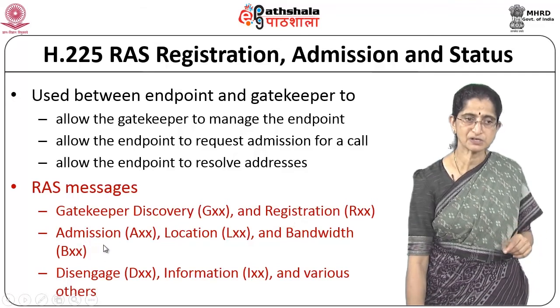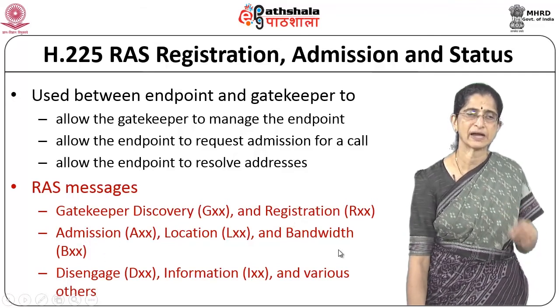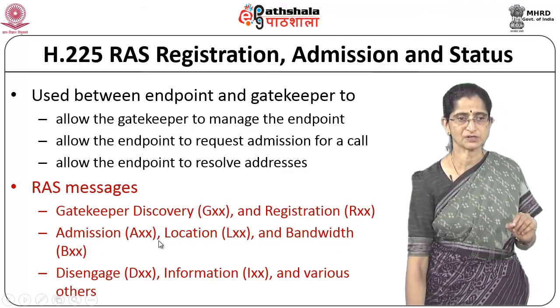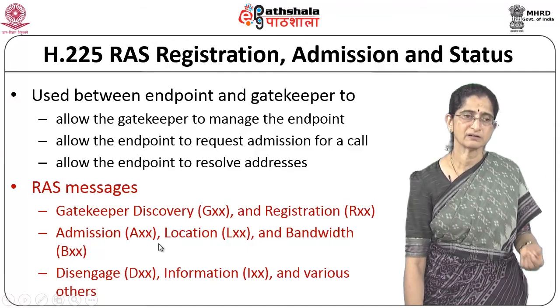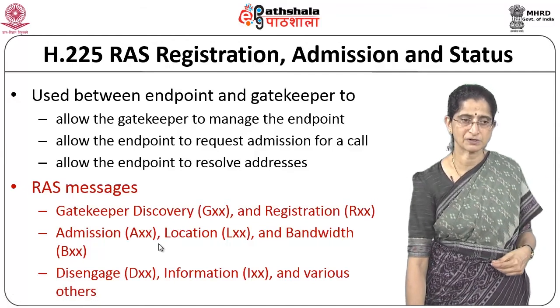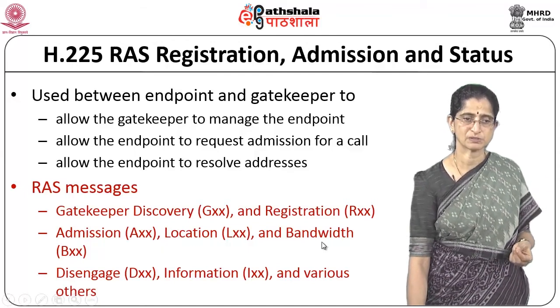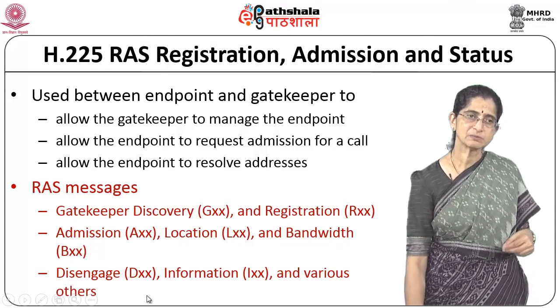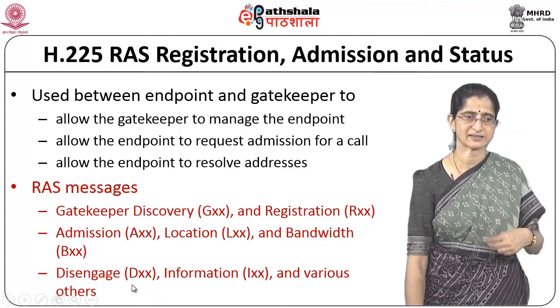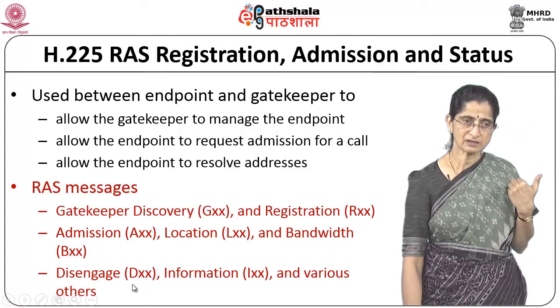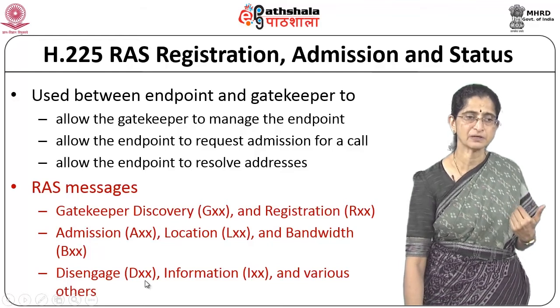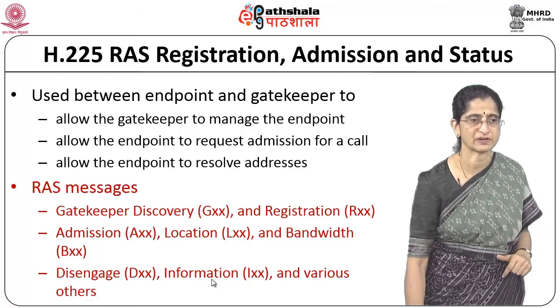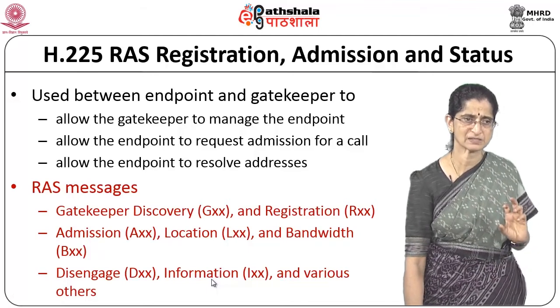Then there are admission messages, location messages and bandwidth messages. So you're specifying information about whether you want to get admitted, whether your call channel has to be set up and admitted, what kind of location information has to be specified, bandwidth details and so on. Similarly, there is a disengage message, DXX, to disengage from the gatekeeper, and additional information can be specified. So these are the RAS messages that we have.